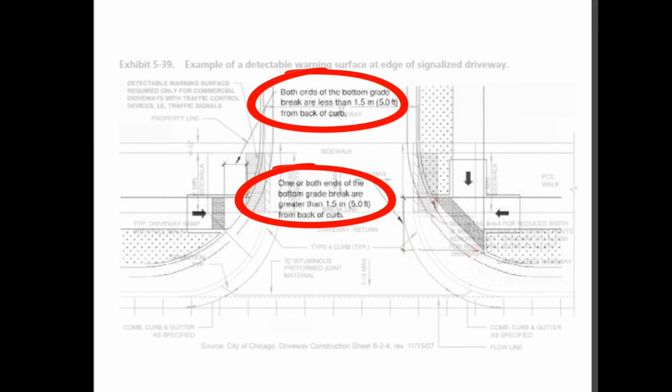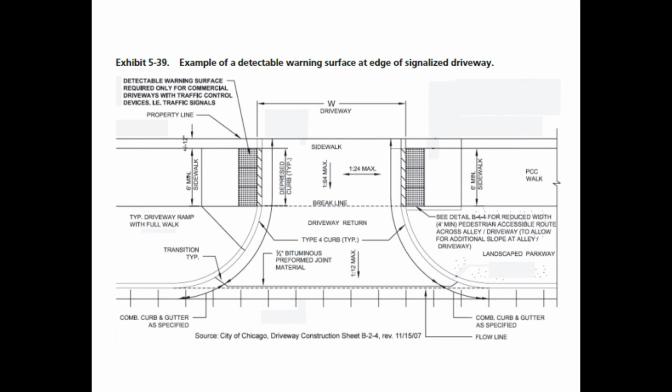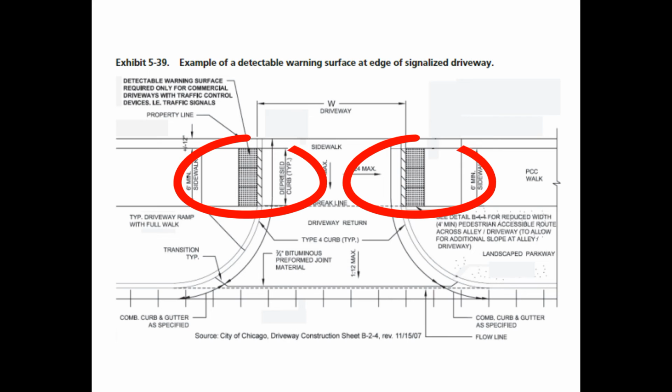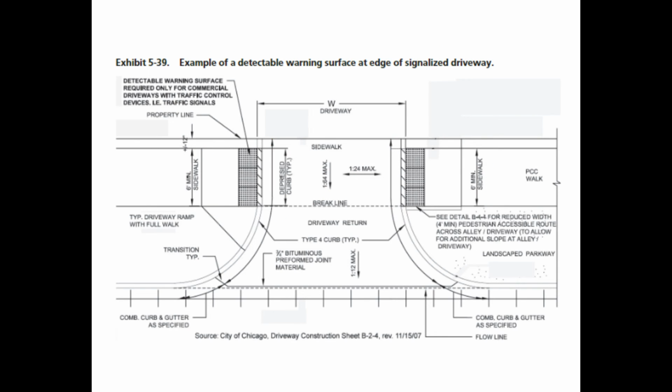Question: do you install a detectable warning surface at driveways, with the exception of signalized driveways or a few other cases? The use of detectable warning surfaces, such as truncated domes, is discouraged because overuse of detectable warning surfaces may make it more difficult for pedestrians with vision impairment to recognize streets and to maintain their orientation.